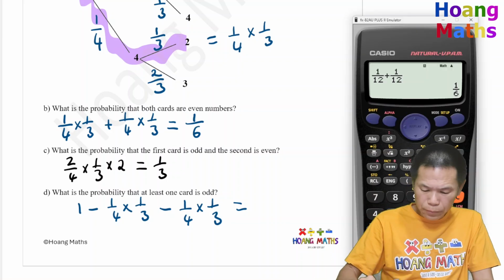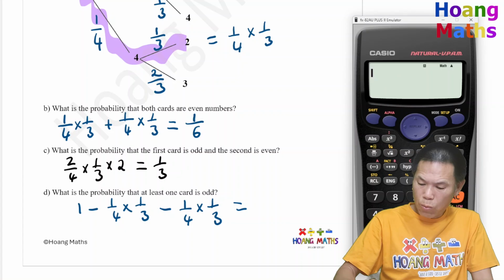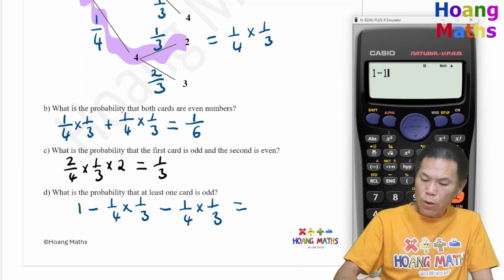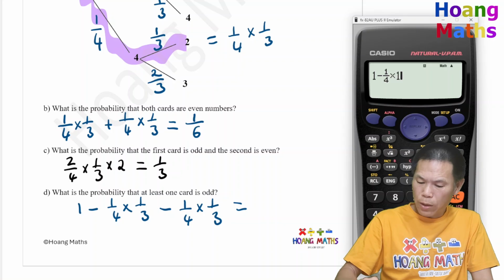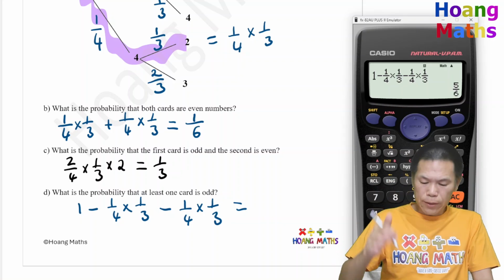So just go 1 minus 1/4 times 1/3, and we minus 1/4 times 1/3. That gives 5/6.